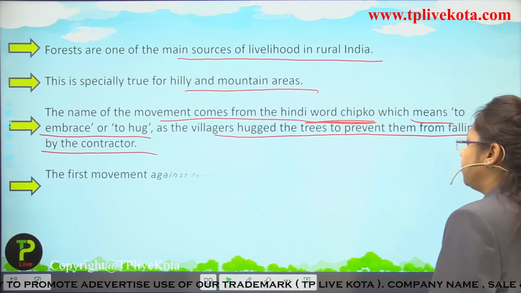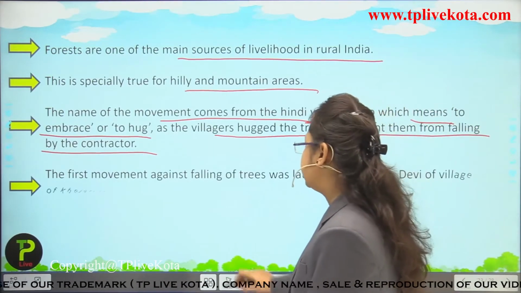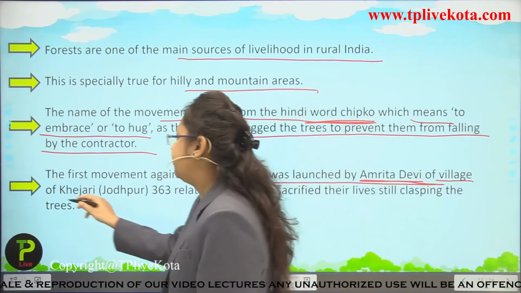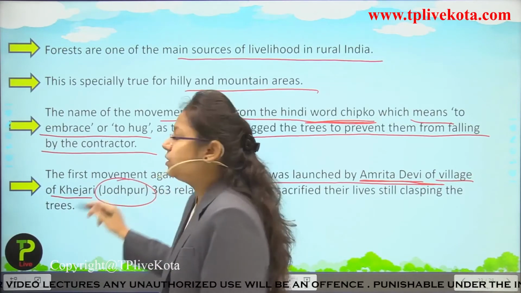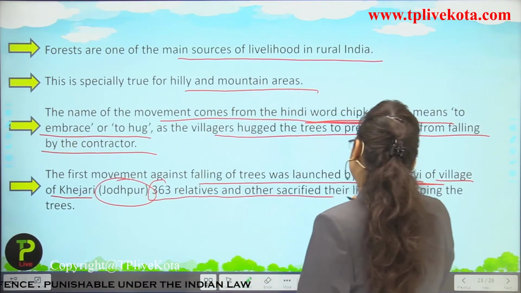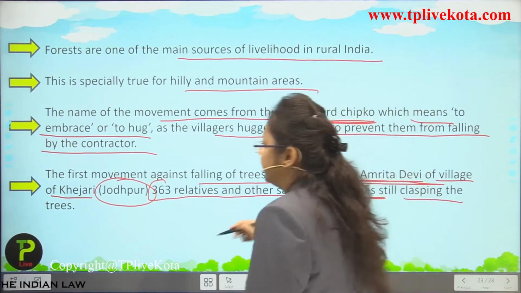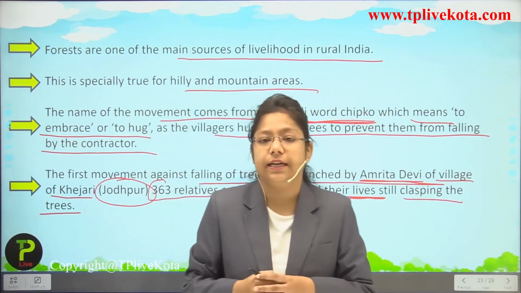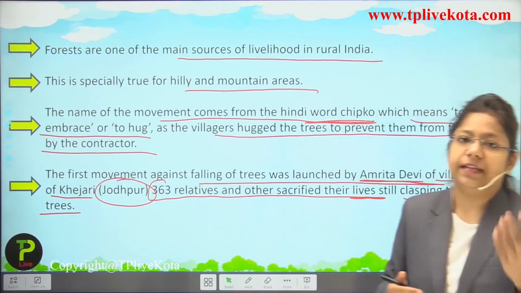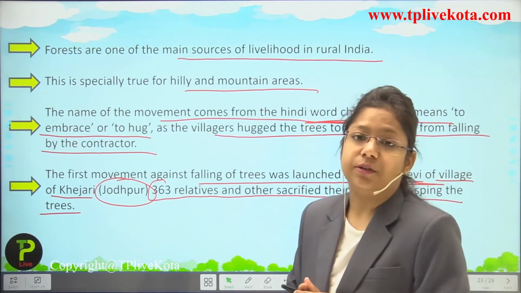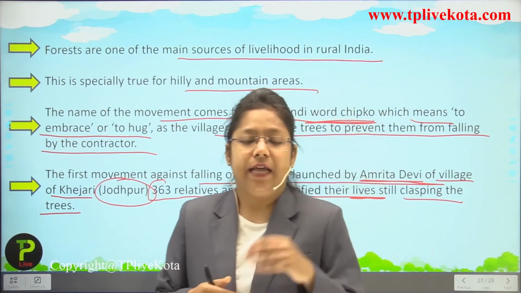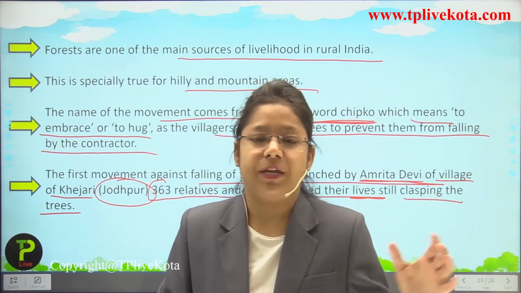Next point is, the first movement against the felling of trees was launched by Amrita Devi of the village of Khejri, Jodhpur. Khejri was a village in Jodhpur. In this movement, 363 relatives and others sacrificed their lives, still clasping the trees. They clasped the trees, they clung to the trees, and they were even cut down with the trees. So it was a very hazardous condition at that time. Okay, the first person who took up this movement was Gaura Devi in 1973.